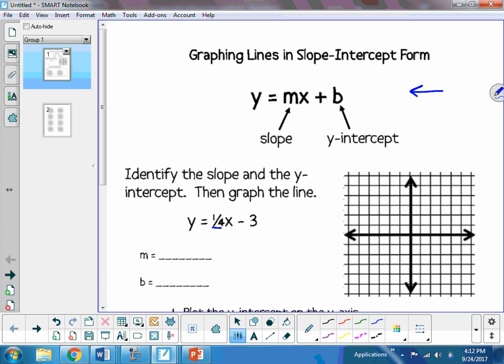So, in front of x, we have 1/4. That is my slope. My constant in this case is -3. That is my y-intercept. Okay, so everybody write that down. Make sure you have that in your notes.